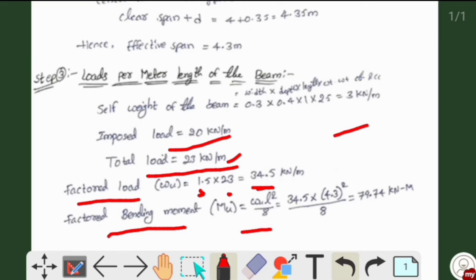And the factored bending moment, for a simply supported beam we know that the maximum bending moment formula equal to WL square by 8. W is the factored load 34.5 into L is the effective length 4.3 square by 8. We get 79.74 kilonewton meter as the factored bending moment.